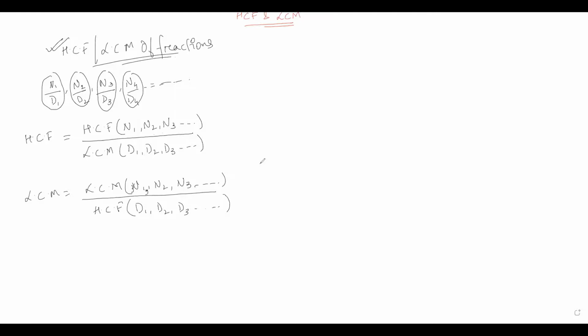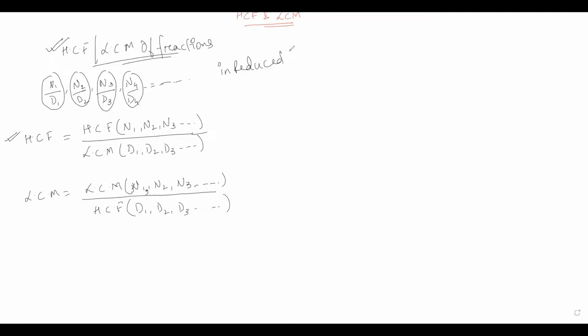Whenever we have fractions, the HCF of fractions would be the HCF of all the numerators upon the LCM of all the denominators. In a similar way, the LCM of fractions can be calculated as the LCM of all the numerators upon the HCF of all the denominators. Just one thing we need to make sure is that we have all these fractions in reduced form.